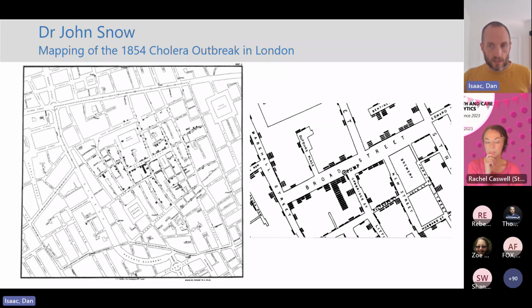Now, as we can see, there was a high congregation of death addresses on Broad Street, and in particular around this water pump in the centre of Broad Street. So what did they do?